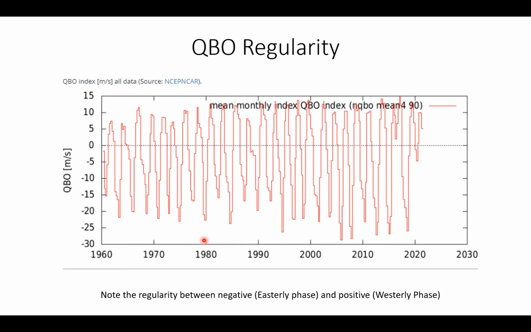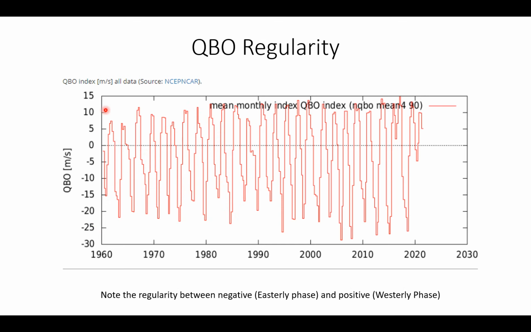Here is another example. This source is NCEP NCAR. What I want you to pay attention to is the time period going back to 1960, all the way out to the present time, 2023. And what I want you to focus on is the regularity of the cycles of these positive values above zero and the negative values below zero. This is the zonal mean wind speed in meters per second, and you'll notice a regularity between positive and negative phases.